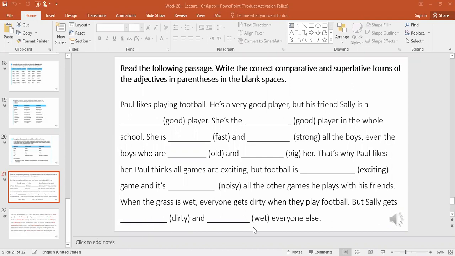Okay, when the grass is wet. Yes, Reem. When the grass is wet, everyone gets dirty when they play football, but Sally gets dirtier and wetter than everyone else. Excellent.